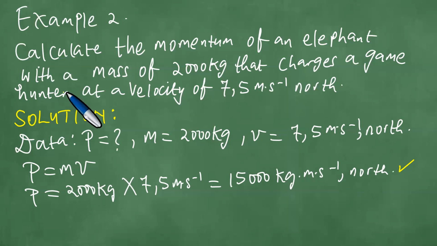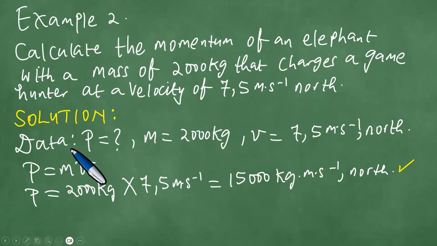Calculate the momentum of an elephant with a mass of 2,000 kilograms that charges a game hunter at a velocity of this. Okay, you need to look at a couple of things. What is the game hunter doing here? Is the game hunter supposed to be part of the calculation? Well, obviously not, because the game hunter is just somebody who is presumably running away from the elephant, because this elephant is charging against him, and this is a large mammal that's so huge. Okay, gigantic.